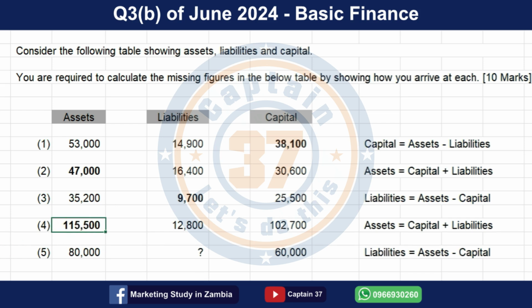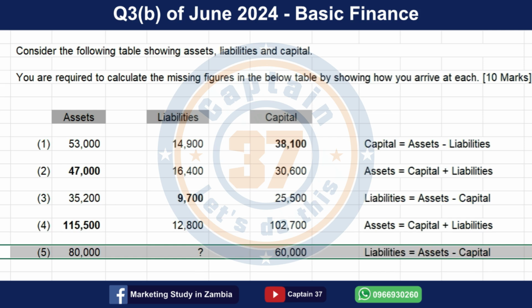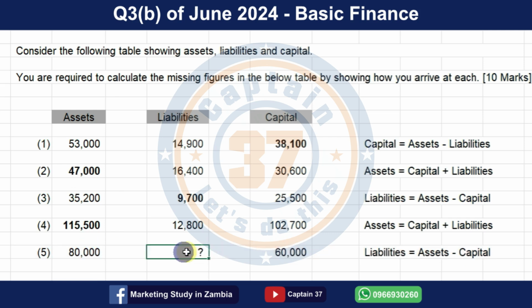Then we get to number 5. In number 5, the formula we apply is assets minus capital. We have the assets here, then we subtract this. 80,000 minus 60,000 is 20,000. And that's it. That is all that a student needed to have done. And by doing this, a student would be guaranteed 10 marks.